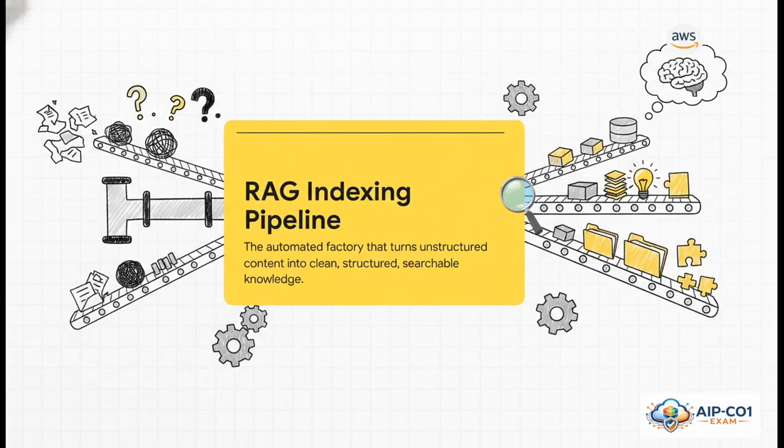Well, the secret sauce here is building a really solid RAG indexing pipeline. And RAG just stands for retrieval-augmented generation. But honestly, the best way to think about it is as an automated factory. Raw, messy, unstructured data goes in one end, and out the other comes clean, structured, searchable knowledge, all prepped and ready for your AI model to use.